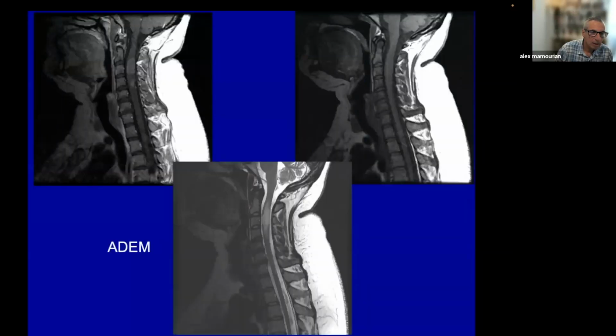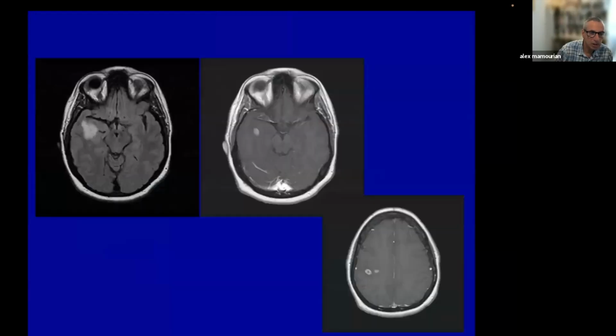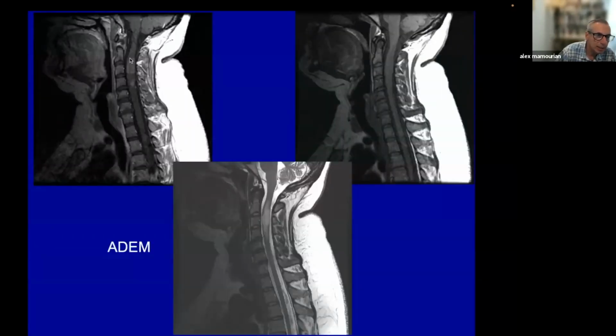I thought we would get to that. We'll get to that, but this is another patient with, again, a white matter lesion here that's enhancing, other enhancing lesions here, and an enhancing lesion in the cervical cord. This was diagnosed as an ADEM case, again, acute disseminated encephalomyelitis.